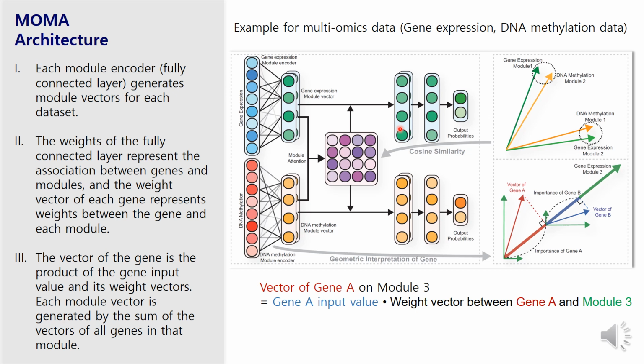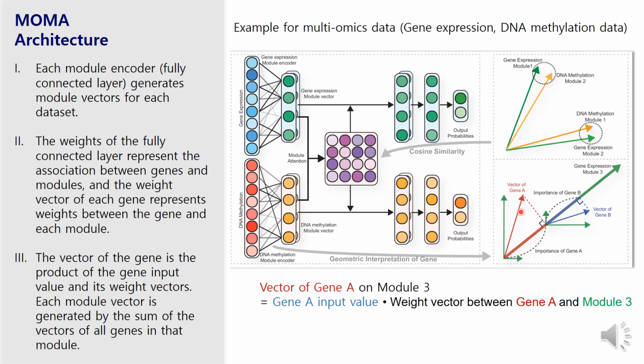This is the MOMA architecture on multi-omics data. Each module encoder generates module vectors for each dataset. The weights of the fully connected layer represent the association between genes and modules. And the weight vector of each gene represents weights between the gene and each module.